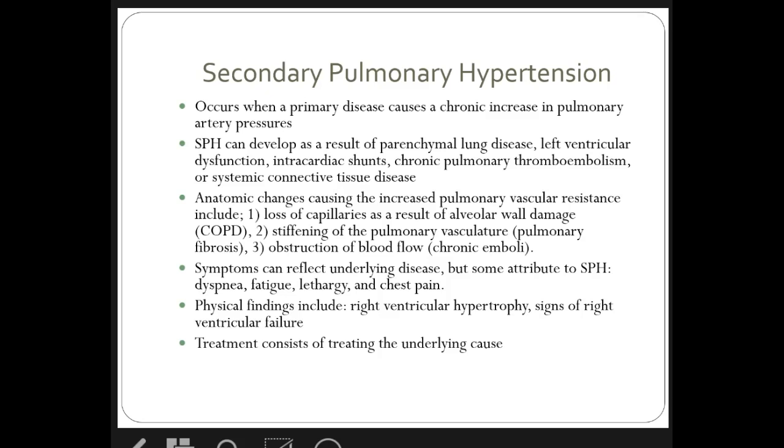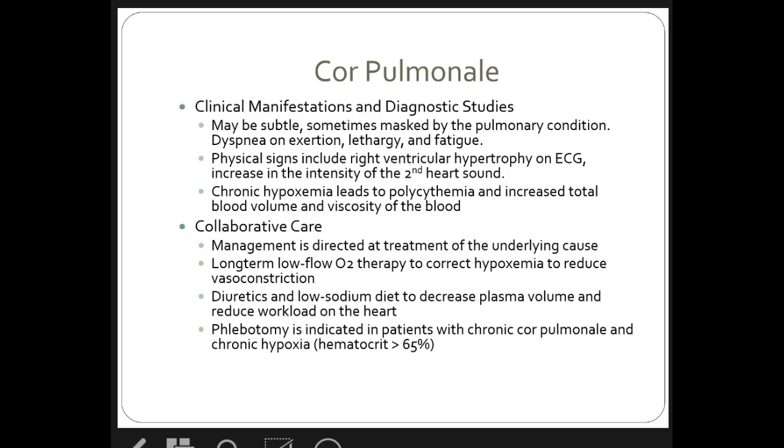The symptoms reflect the underlying disease process. Again, just like with systemic pulmonary hypertension, or excuse me, secondary pulmonary hypertension, they have dyspnea, they have fatigue, they have lethargy, and they may complain of chest pain. Physically, there's going to be some right ventricular hypertrophy, and they're going to have signs of right ventricular failure. Again, treatment is all about the underlying cause of what's occurring.